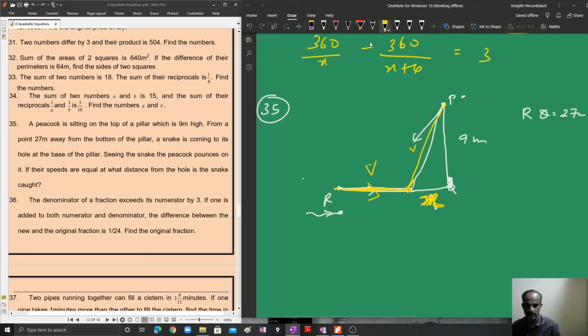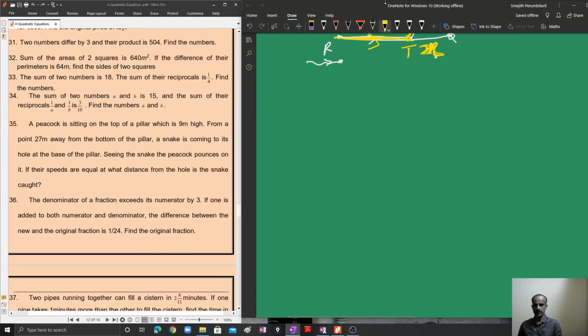I'll say the snake is caught at a particular point. I'll repeat the question. A peacock sitting at the top of the pillar. PQ is the pillar, 9 meter high. This is 9 and this is 27, it's a rough figure. From a point 27 meters away from the bottom, this is PQR. RQ is equal to 27 meters.